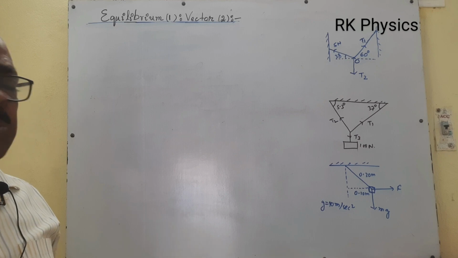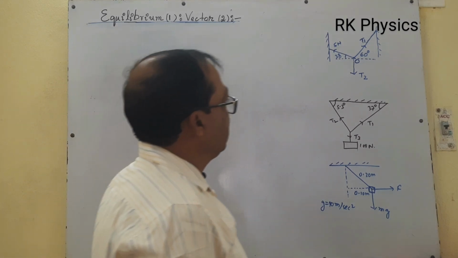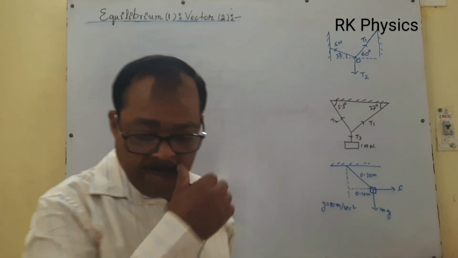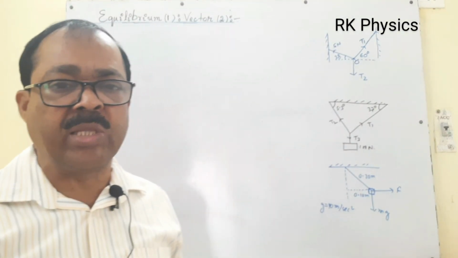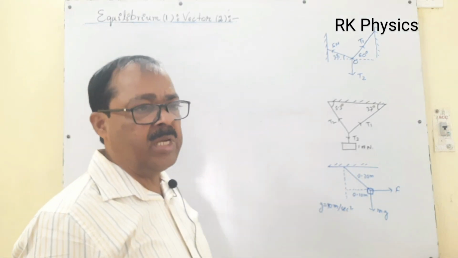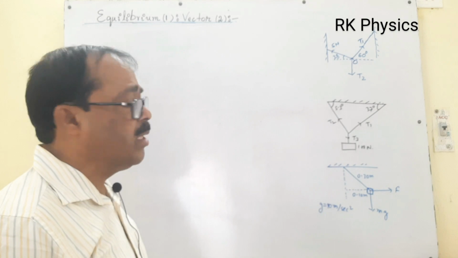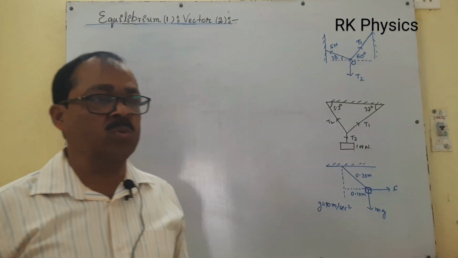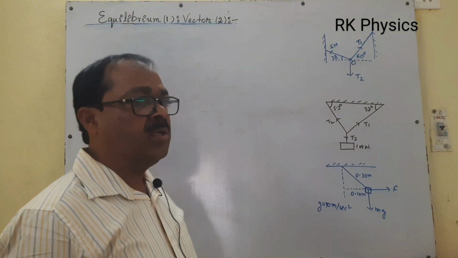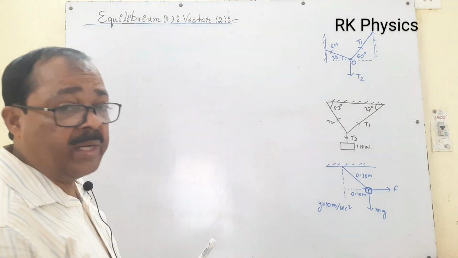In one string, the force is 5 Newton. The angle between the 5 Newton force and the horizontal line is 30 degrees. The angle between T1 and the horizontal line is 60 degrees. So your duty is to find T1 and T2. Now how can you find them?